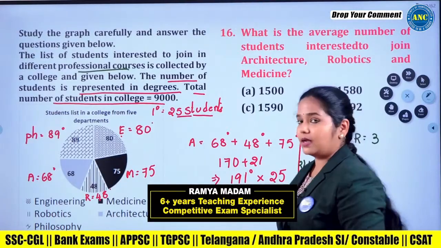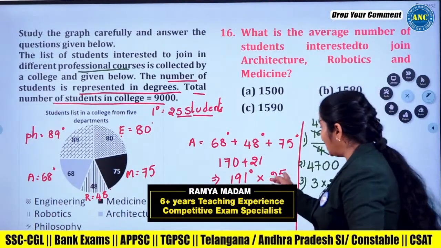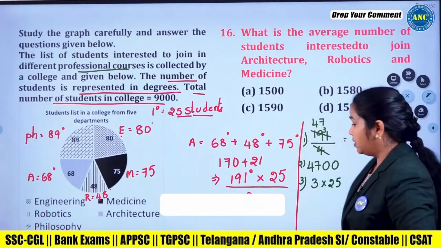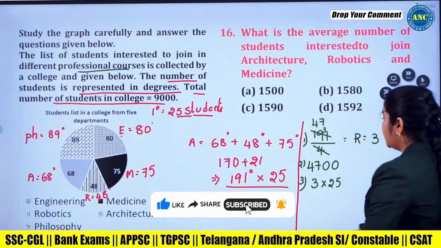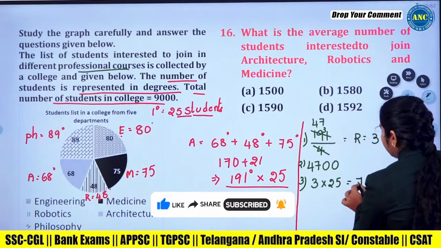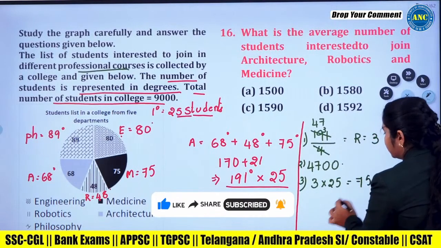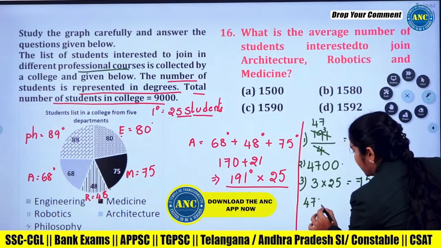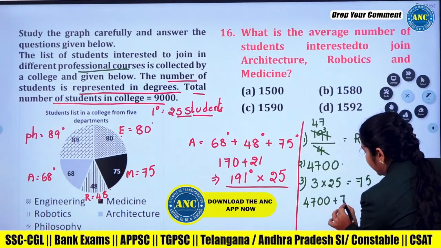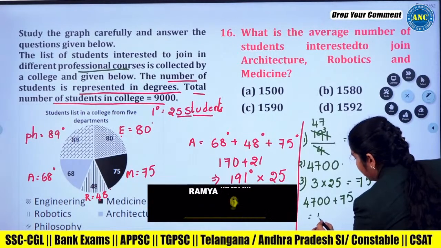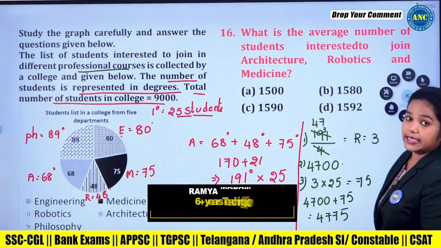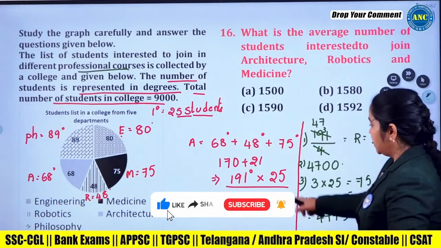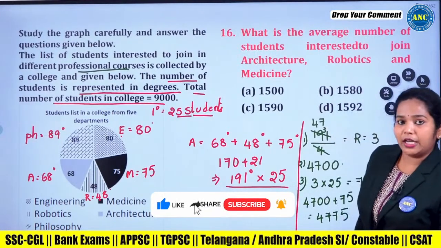Can't we multiply directly? Do you think it is easy to multiply 191 with 25, or is it easy to multiply 25 with 3? This is simple, right? So, 25 3s are 75. Now, add these both. 4700 plus 75. The answer will be 4775. Shall we see whether this is right or wrong?